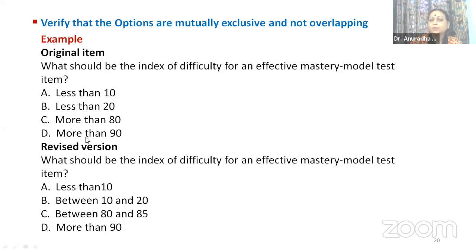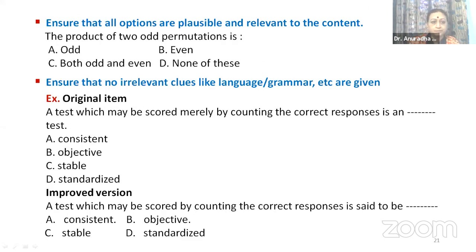Something that is more than 90 is certainly more than 80. Something that is less than 10 is also less than 20, right? So why do we have overlapping options? Why don't we then convert the options into less than 10, between 10 and 20, between 80 and 85, more than 80? So all of them are mutually exclusive. There are no two possible right answers. This is something we have to be careful about.